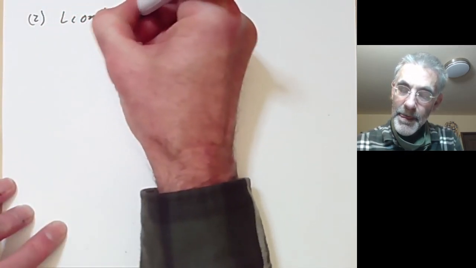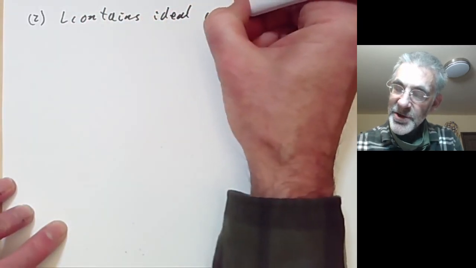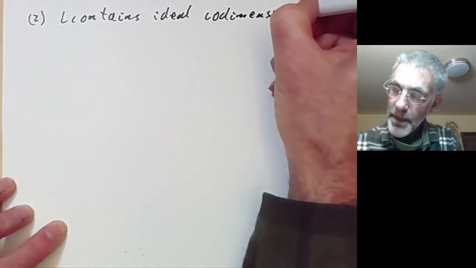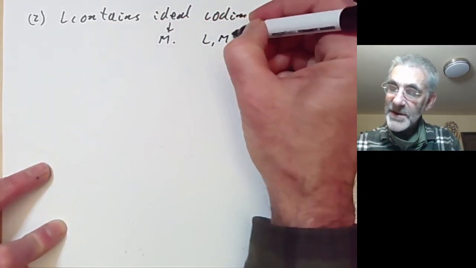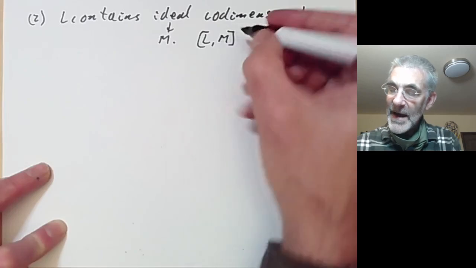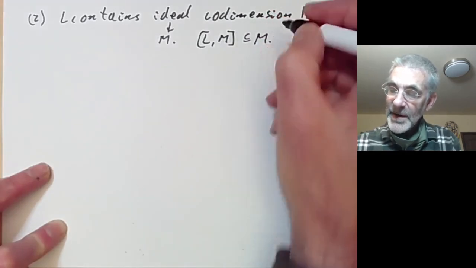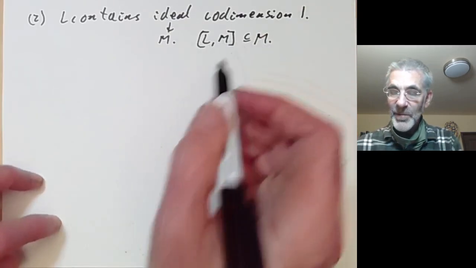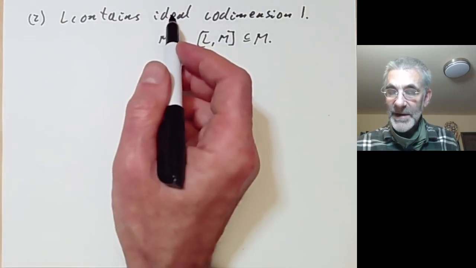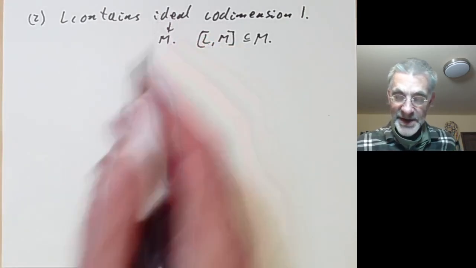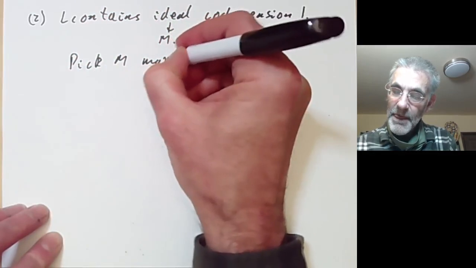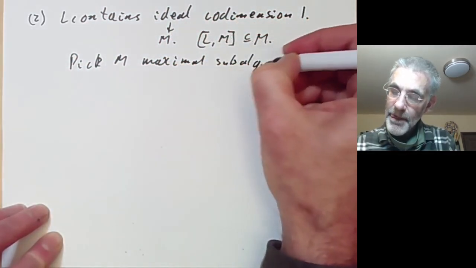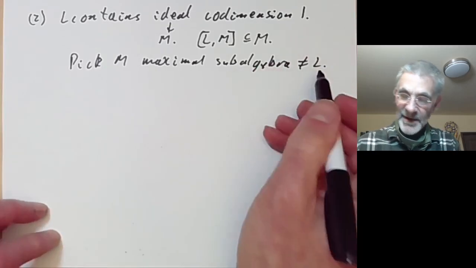So the second step of the proof is that L contains an ideal of codimension 1. So let us recall what an ideal is. An ideal of a Lie algebra is something M such that the bracket of anything in L and M is contained in M. So this is the analog for Lie algebras of a normal subgroup of groups. You can easily check that if we've got an ideal of a Lie algebra, then we can take a quotient and that still has a Lie algebra structure. And this is easy, we just pick M to be a maximal subalgebra that's not equal to L, assuming L has dimension greater than zero.